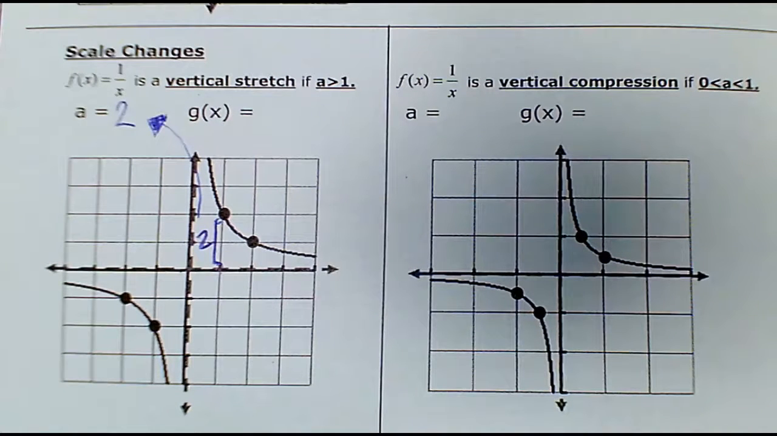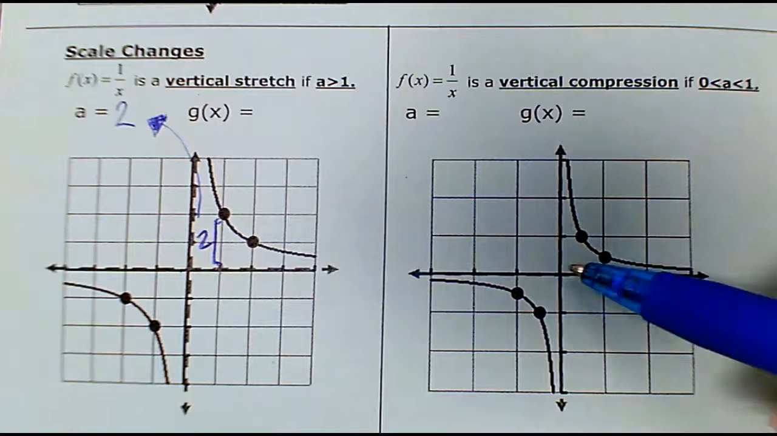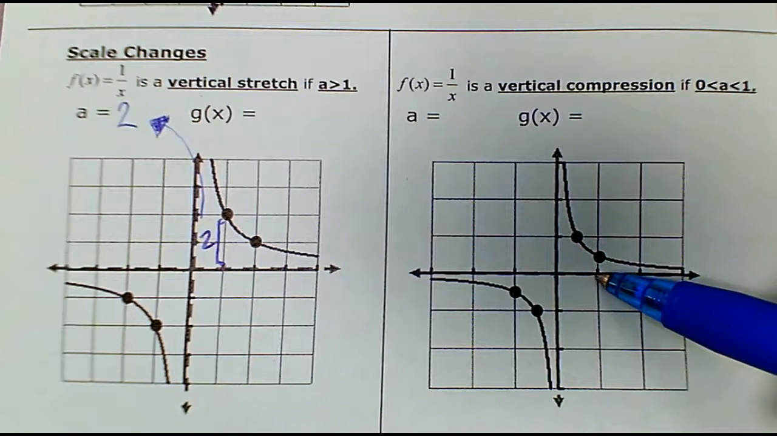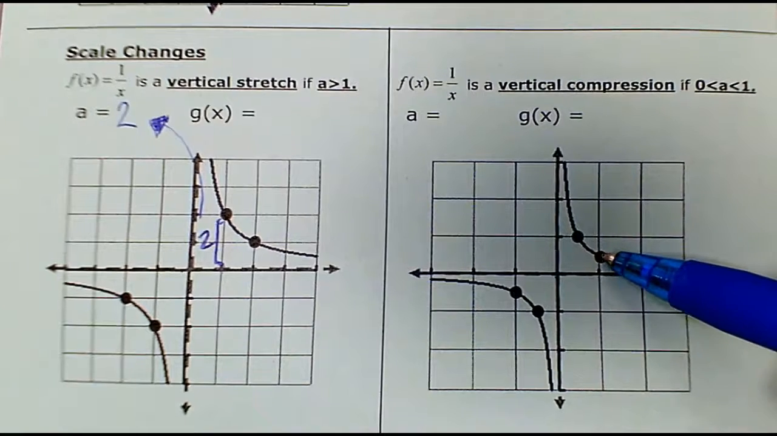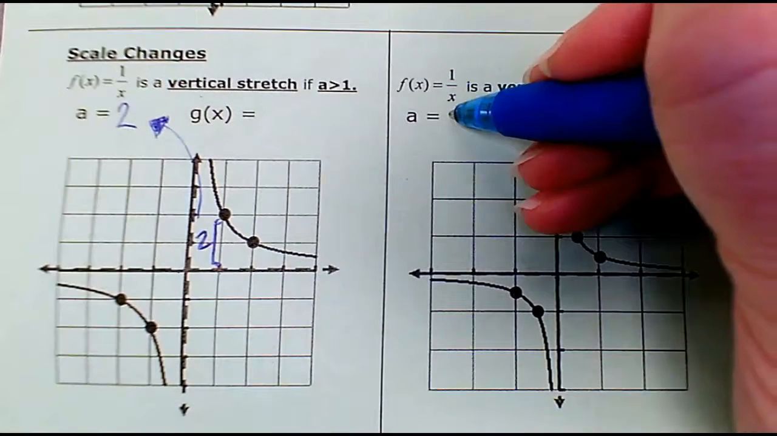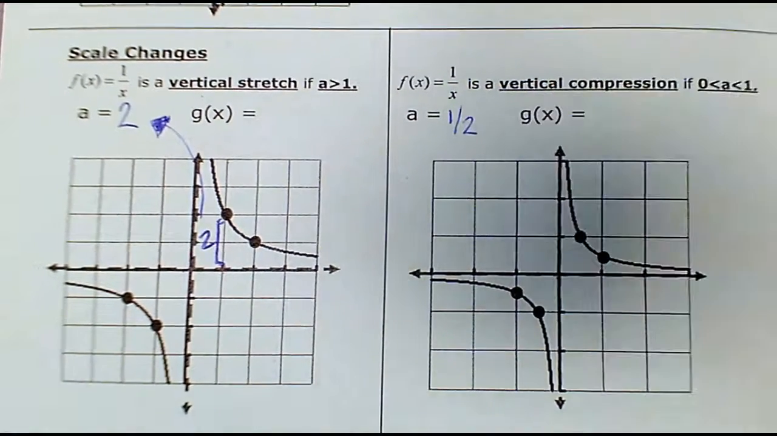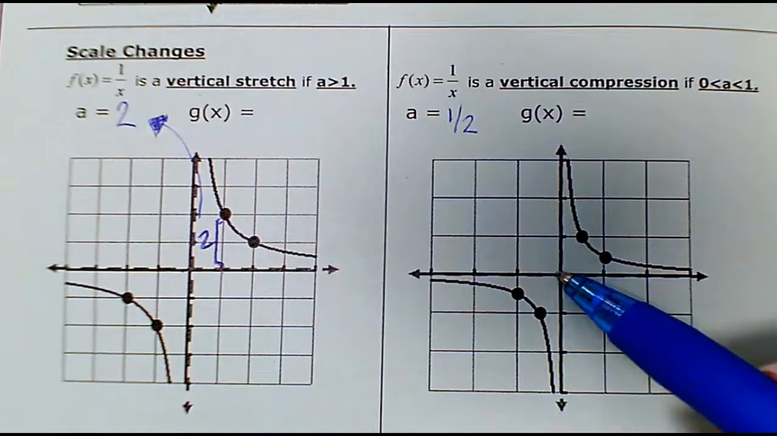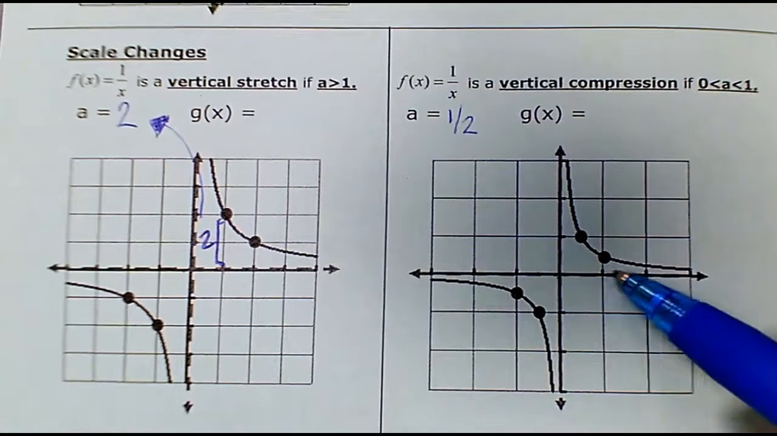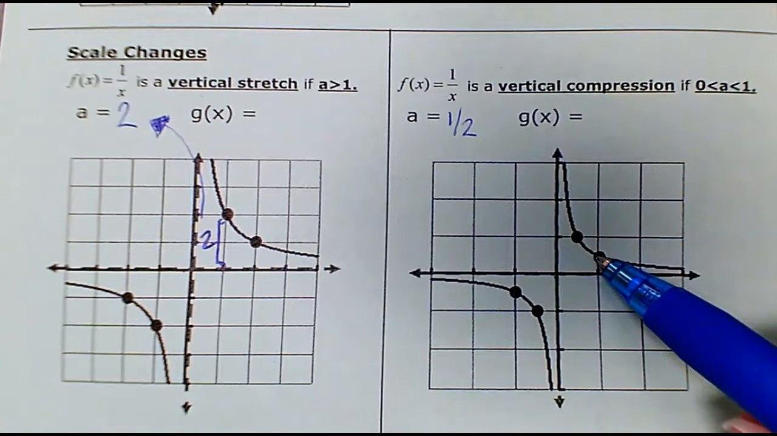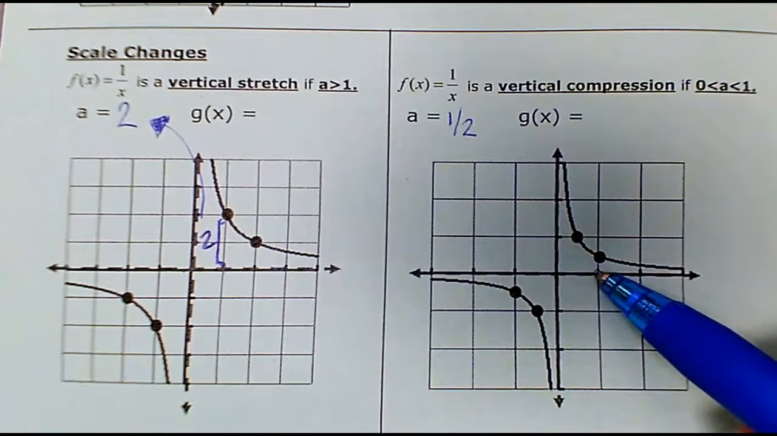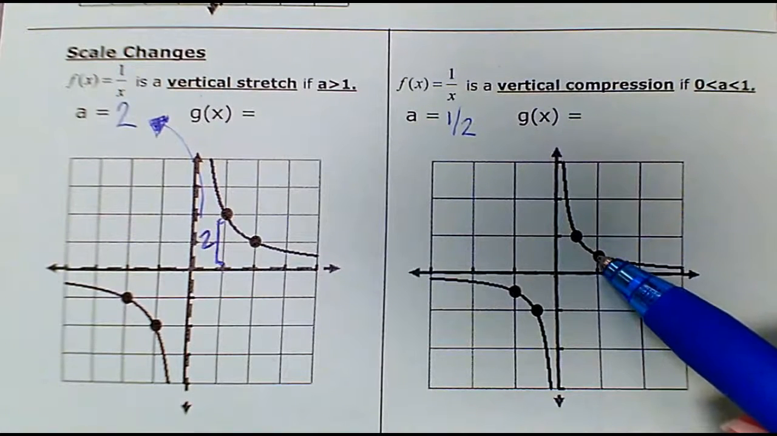In the second example, if I start at the intersection of the asymptotes and I go to the right one, how much do I go up to get on the hyperbola? A half. So what's the a value? A half. No, you can't just pick any point. You start from the intersection, you go to the right one, and it's how much you go up.